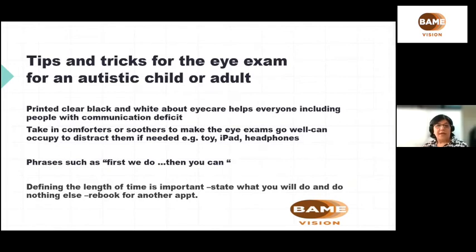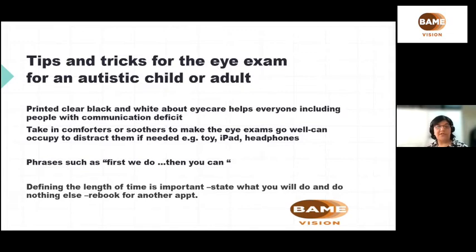Okay. Other tips and tricks: make sure that you can provide printed material which is nice and clear, black and white, and that can help anybody, not just a person with autism, but anybody with a communication deficit will also find that useful.